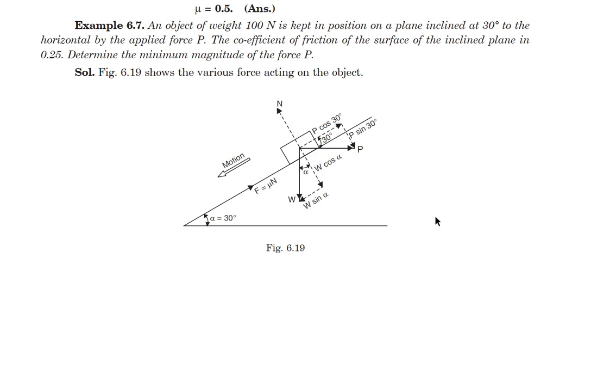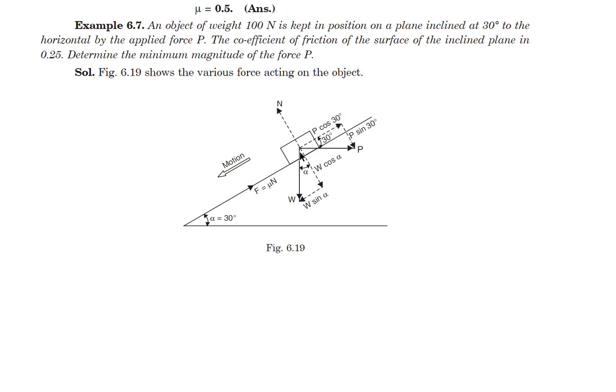The force in this case is horizontal, which is shown over here, the P force, and you have an object whose weight acts downwards. So let us understand the free body diagram of this object. You have horizontal force P. You can derive two components of this force, one along the inclined plane, and the other perpendicular to the inclined plane.